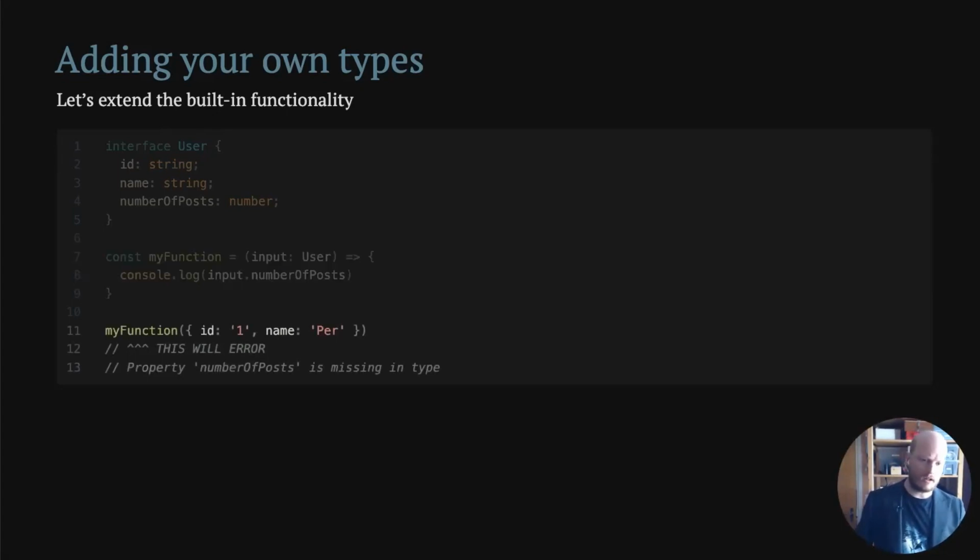If we then call this function with an object that doesn't meet our requirements of it being a user, we will get an error in TypeScript, and the error will say property numberOfPosts is missing in type. So here TypeScript says that, oh, you can't call my function with this object because we require the numberOfPosts property to be there.